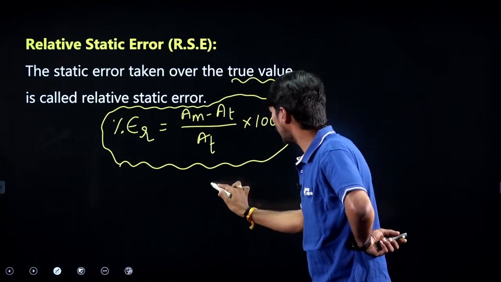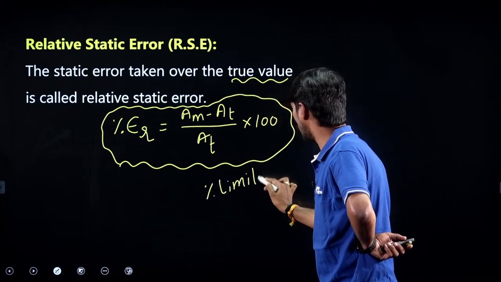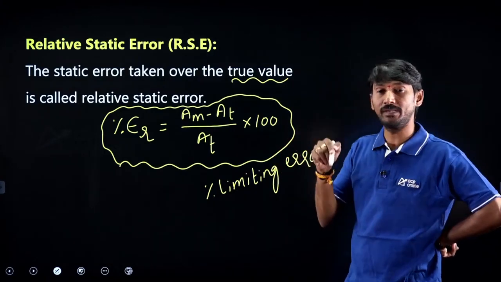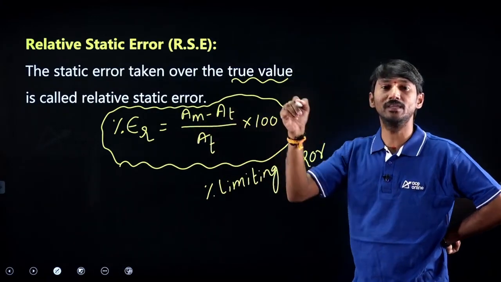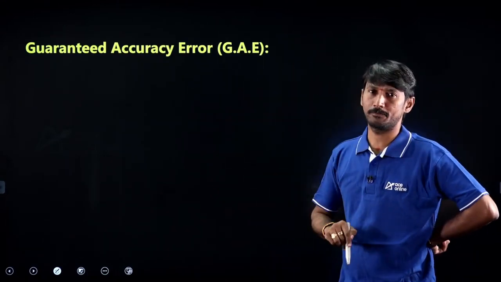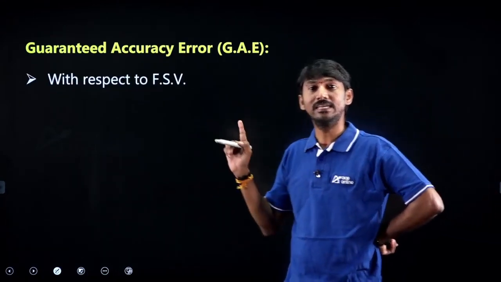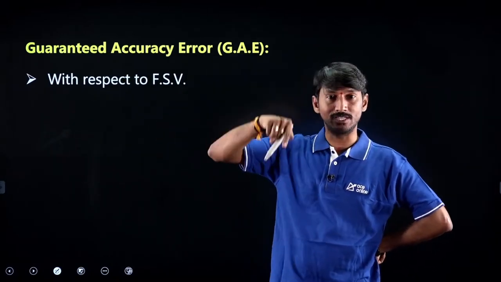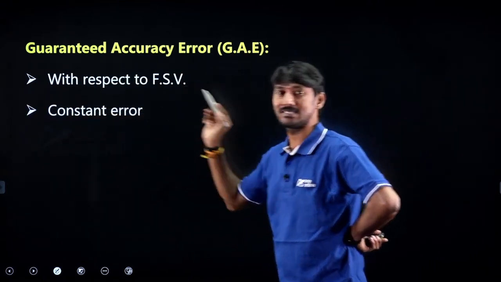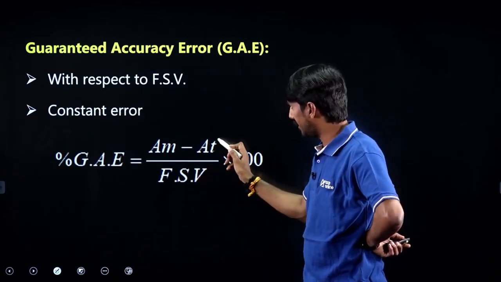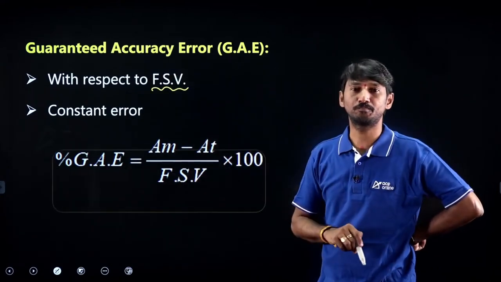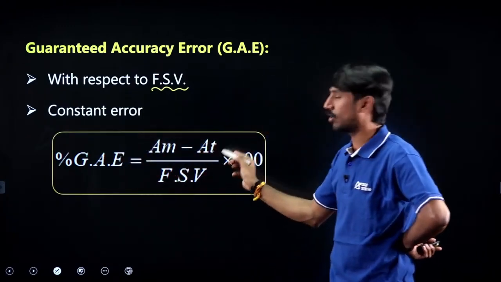Okay. This is generally also called percentage limiting error. The percentage limiting error formula is AM minus AT by AT into 100. Right? Next. Sir, guaranteed accuracy error. So what does guaranteed accuracy error mean? It is the error taken with respect to full scale value. It is a constant error. The formula is AM minus AT, with respect to full scale value: AM minus AT by full scale value. This is the corresponding guaranteed accuracy error formula.